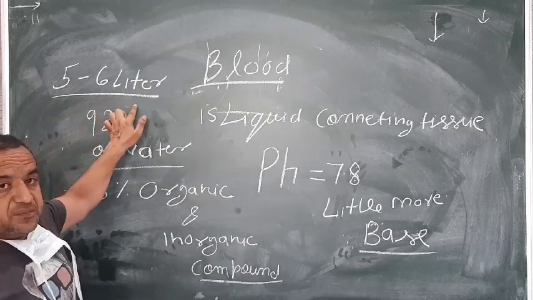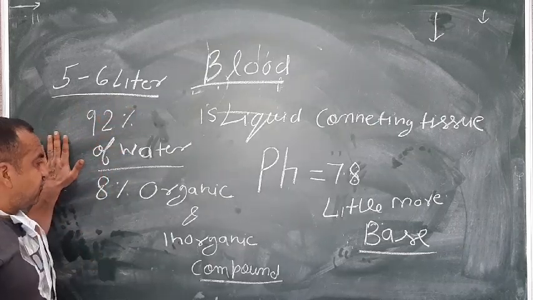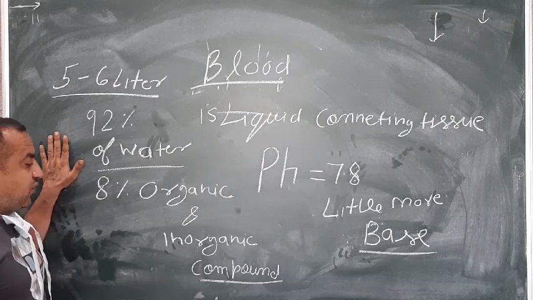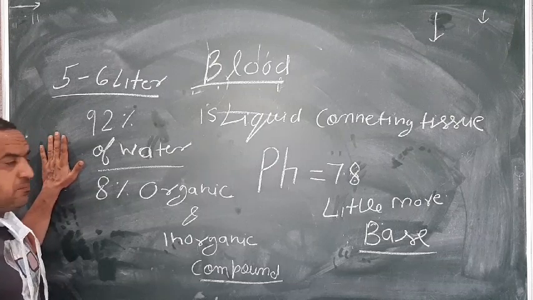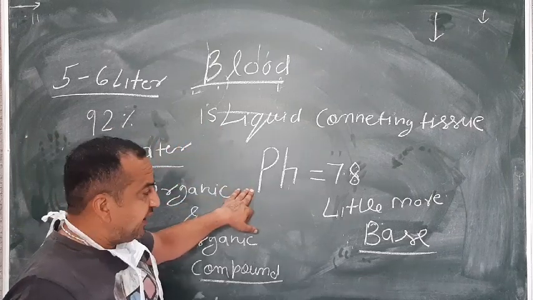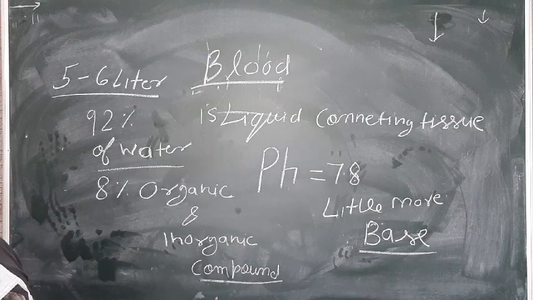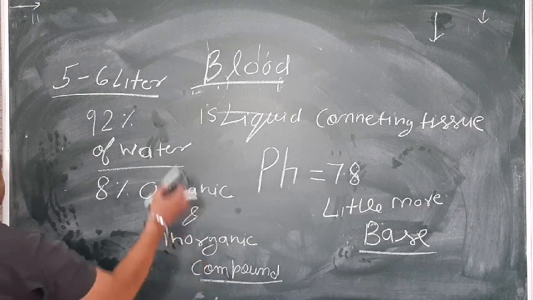5 to 6 liters of blood is present in your human body. It contains 92% water and 8% organic and inorganic compounds. The blood pH value is 7.8, a little more basic in nature.